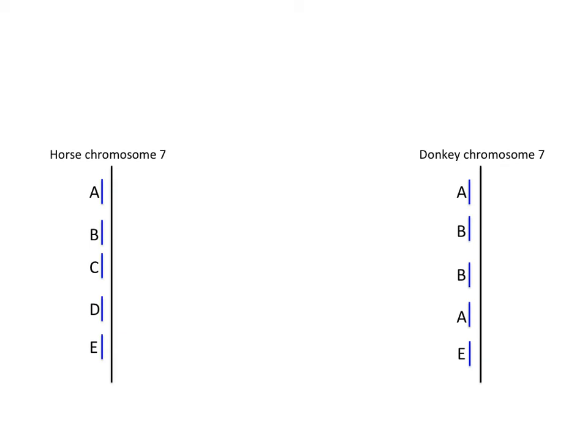Does anybody have any feedback from last class? Any questions about duplications, rearrangements, translocations? Did anybody find a better way of turning a horse chromosome into a donkey chromosome? We came up with one.